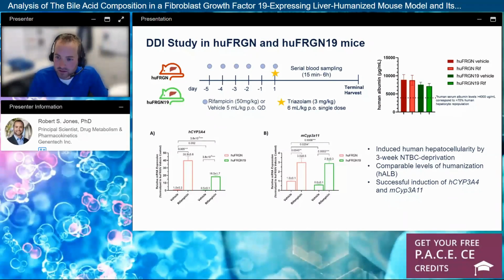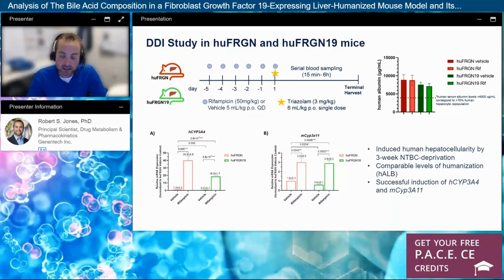And lastly, in the figure in the top right, we can measure human-specific albumin. This gives us an indication of how much humanization we're achieving, given that mouse hepatocytes will make murine albumin, and human hepatocytes will make human albumin. We can see that there is greater than 70% human albumin in the circulating serum of these mice, suggesting that the replacement index of human hepatocytes is relatively high.